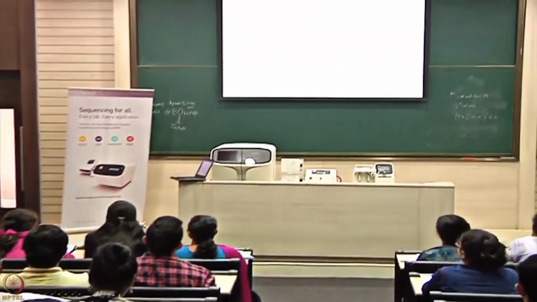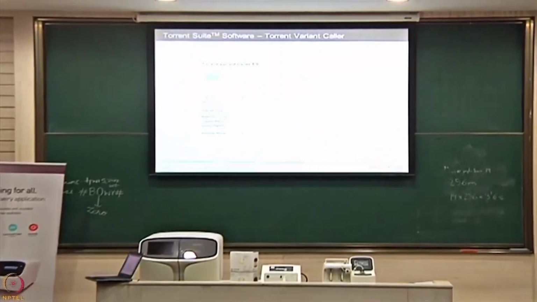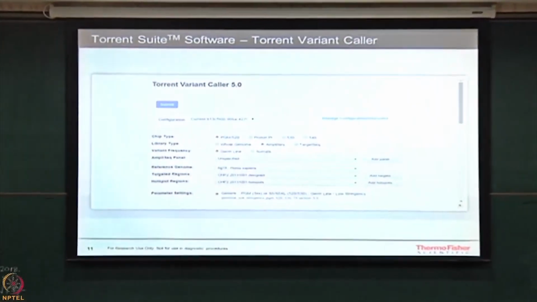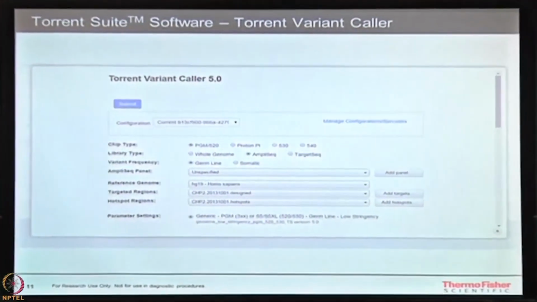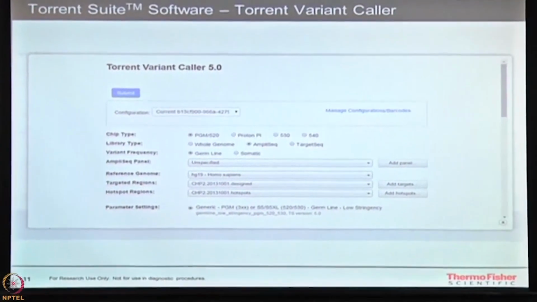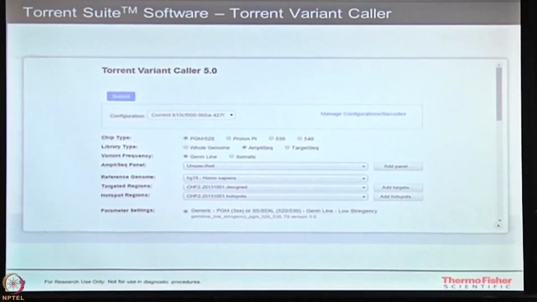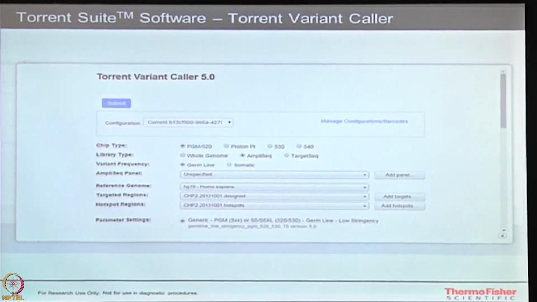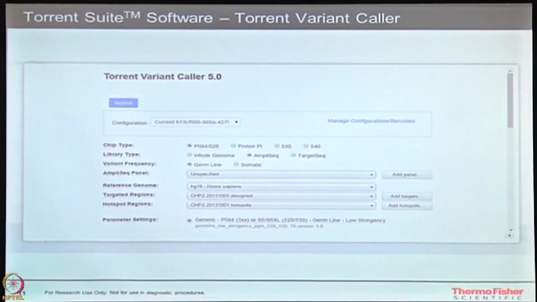I have another plugin called Torrent Variant Caller. This Torrent Variant Caller is optimized for calling all my variants. So my variants could be SNPs, indels, right? These variants could be called using this software, Torrent Variant Caller. It has features such as that I could give the chip types. Since the system over here right now is Ion S5, we still have two more systems available. One is Proton and one is PGM.